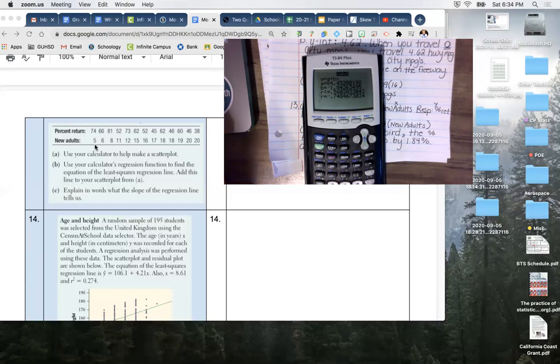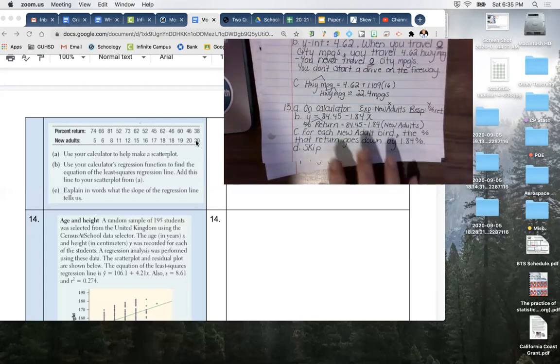The more birds, so the more X's, remember how we read that, the more X's that there are, the more adult birds there are. The higher that number is, the lower, because we're decreasing on my y-axis, the lower percent returns. So the more birds that there are, the less that actually return the following year. Okay, and you can kind of see that at the end. It's definitely declining. Okay, so that's what I have for A.